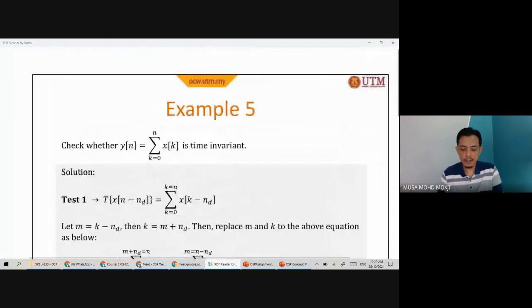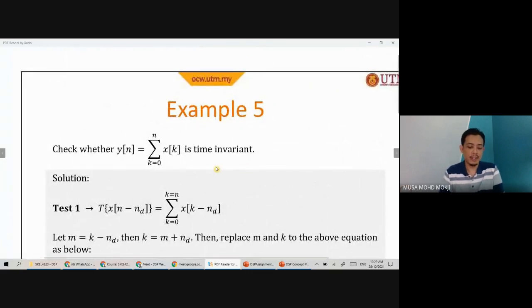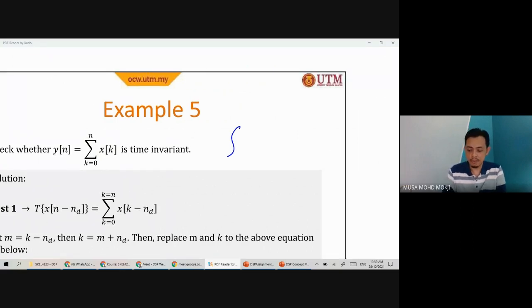Okay, let's see another example. Because we will use this notation now. This is a summation, right? A very basic mathematical notation for discrete time signals and systems. Previously, you've seen lots of integration, right? And another one is differentiation. Those are actually very complicated to solve.